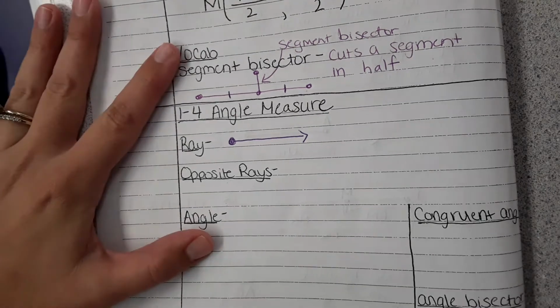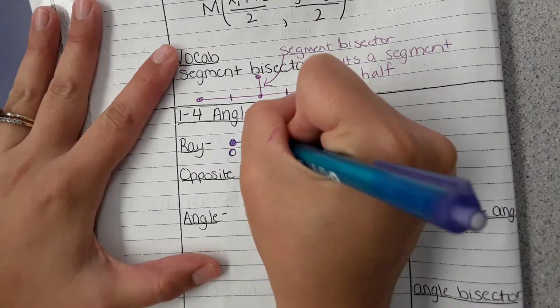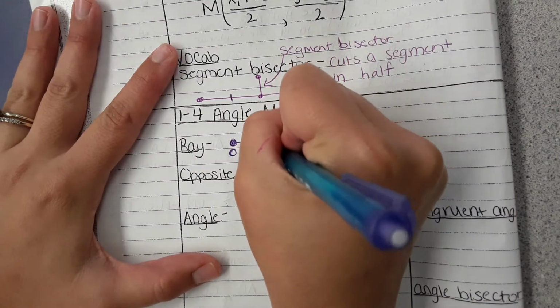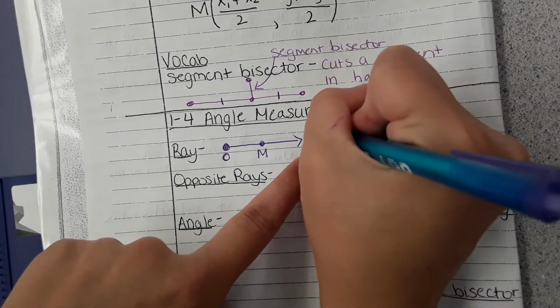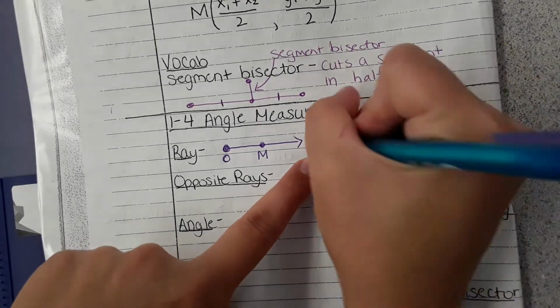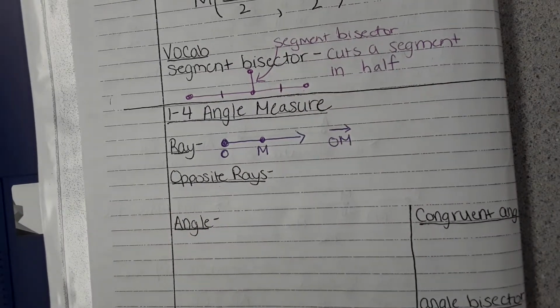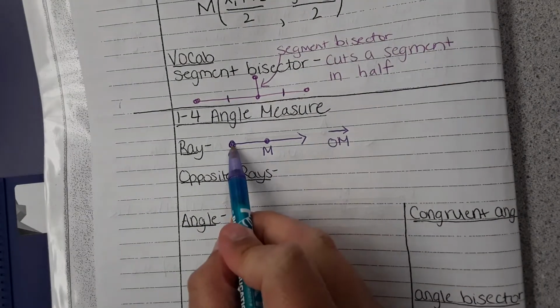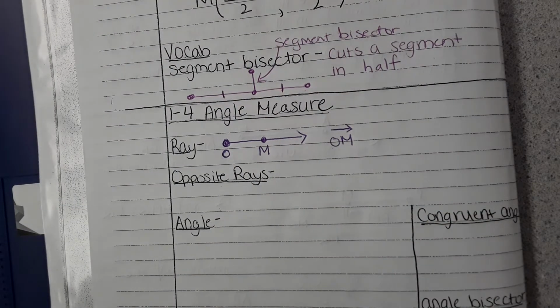If we were to name this ray, we'd name it by the points. So this could be identified as point O, and then maybe it has a point M on the ray. And to name it, it would look like this, ray OM. When you name it, you start with the endpoint. That has to be the first letter, and then just name one other point.